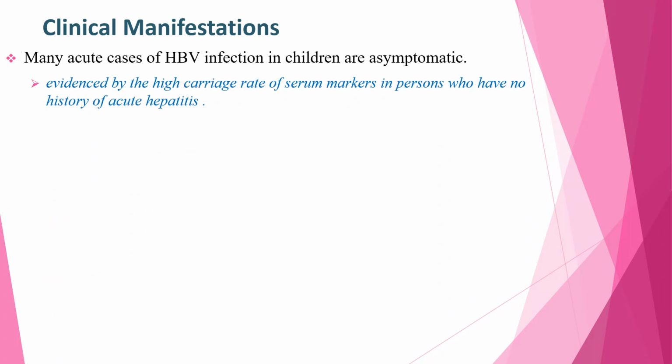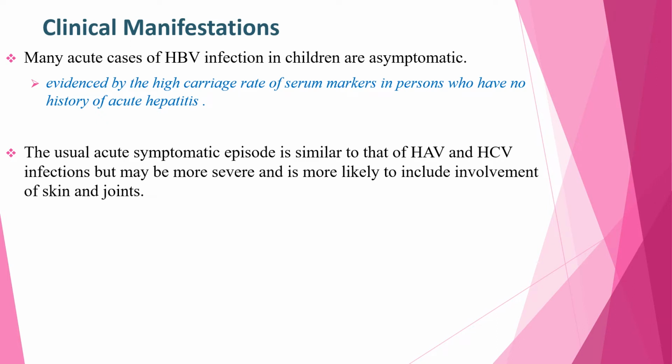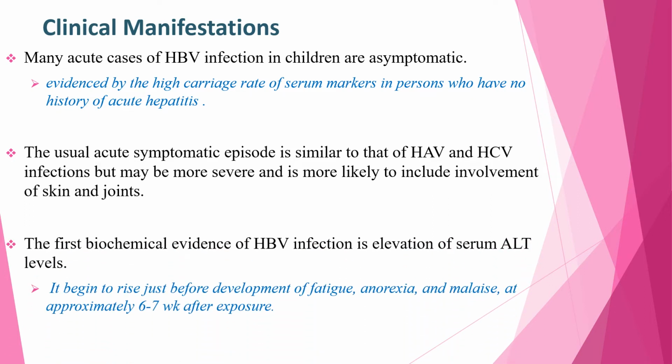When we look at clinical manifestations of hepatitis B virus, most acute cases of hepatitis B virus infection in children are asymptomatic, evidenced by the high carriage rate of serum markers in persons who have no history of acute hepatitis. The usual acute symptomatic episode is similar to that of hepatitis A and C virus, but might be more severe and is more likely to include involvement of the skin and the joints. The first biochemical evidence of hepatitis B virus infection is elevation of serum ALT levels, and it begins to rise just before development of fatigue, anorexia, and malaise, at approximately 6 to 7 weeks after exposure.